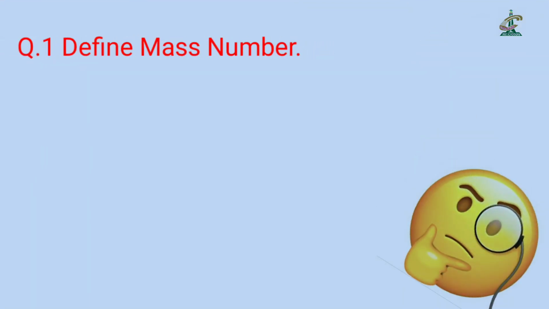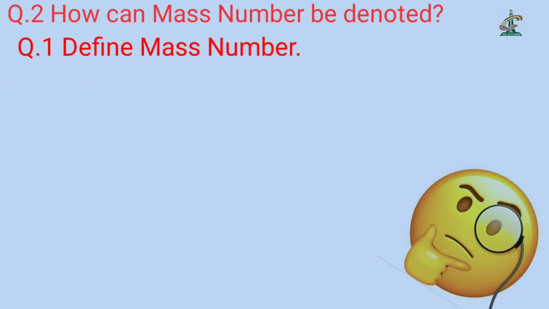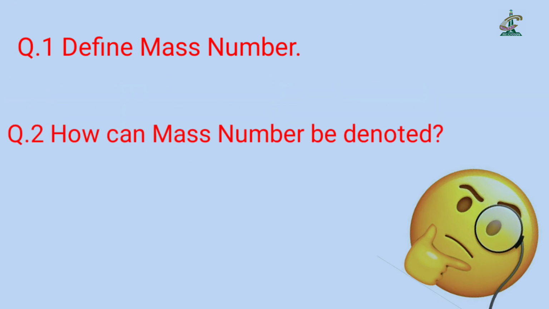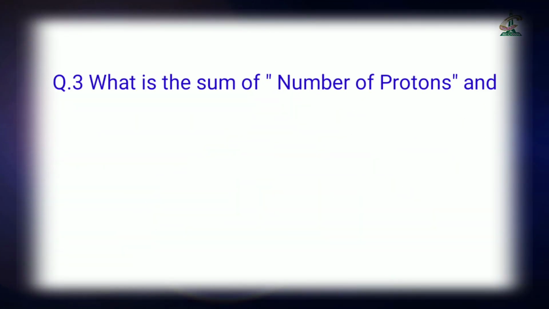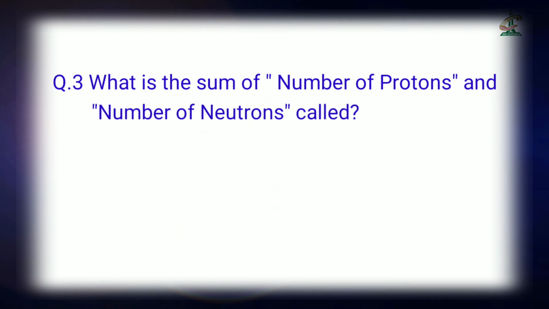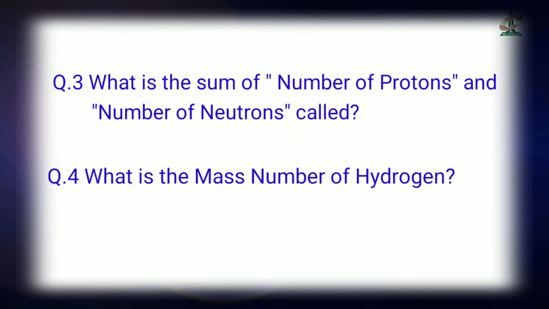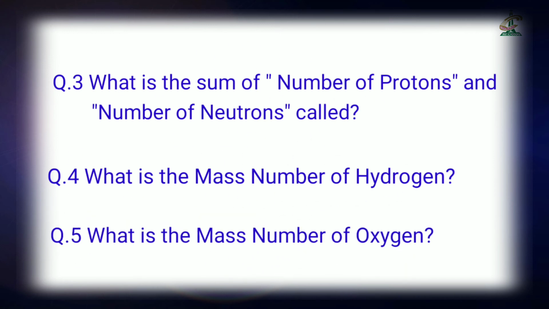Now it's time to give you homework. Question number 1 is define mass number. Question number 2, how can mass number be denoted? Question number 3 is what is the sum of the number of protons and the number of neutrons called? Question number 4 is what is the mass number of hydrogen? Question number 5, what is the mass number of oxygen?